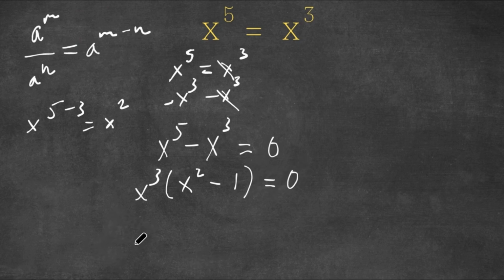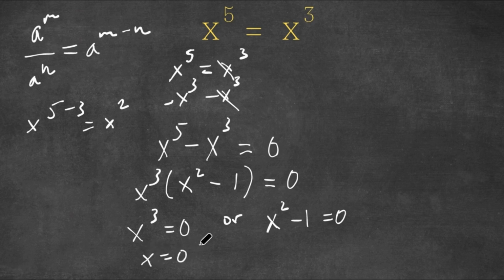And now this gives me two equations. I have x to the power of 3 is equal to 0, or I have x squared minus 1 is equal to 0. So for x to the power of 3 equals 0, the only answer that's possible here is simply x equals 0. So that is one solution.